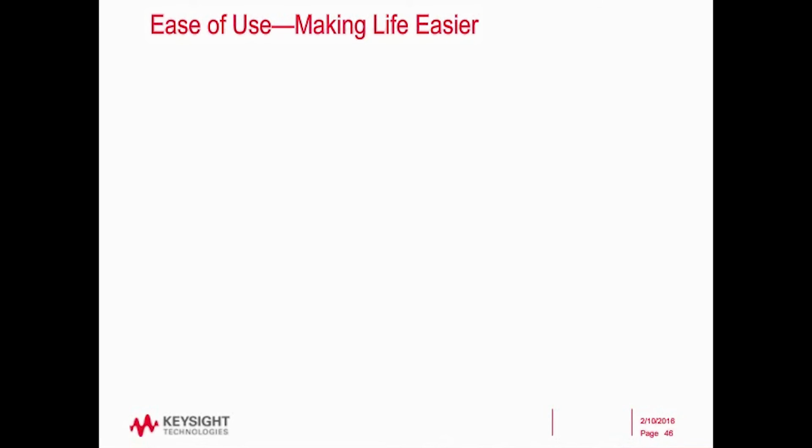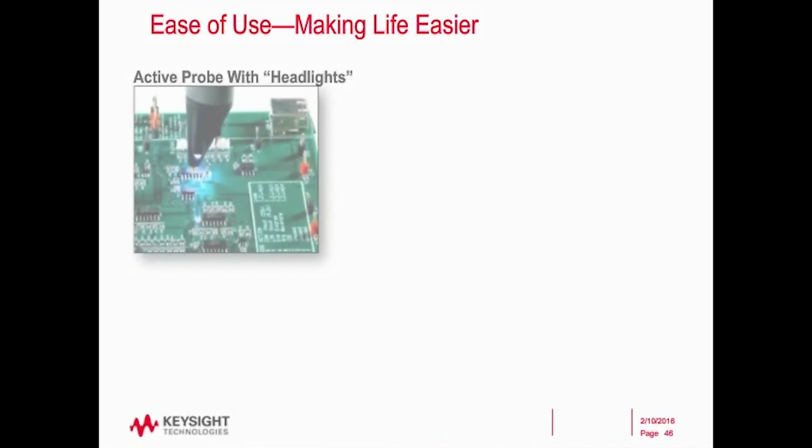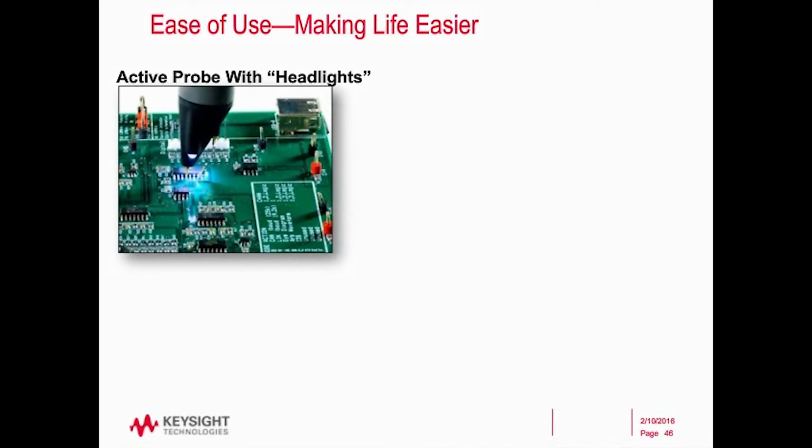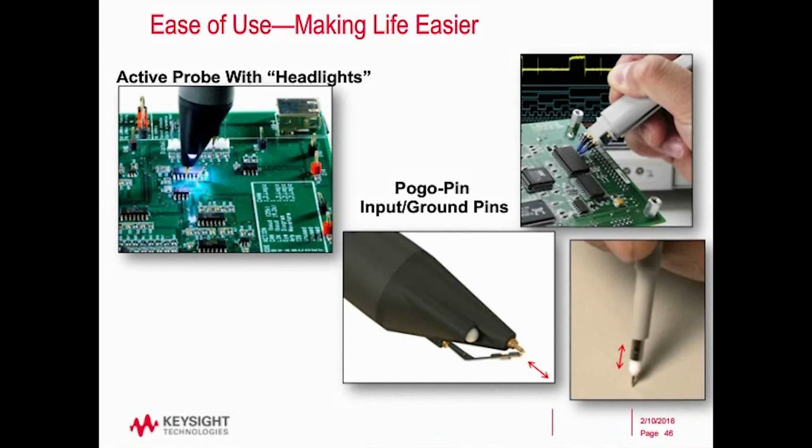Some other examples of things to make life easier. I appreciate this first one just because I've got a few more candles on my birthday cake, and that's the fact that a lot of our active probes these days come with headlights. I can turn it on and off. There's a little switch or button right there at the probe tip, and that allows me to illuminate the area that I'm probing and see it much better in these fine-pitch boards. The other thing is that most of our probes come with pogo pins on the inputs and the grounds. That gives you that independent suspension so that if your target is scooting around, or your hand's a little shaky, you don't lose contact. You end up with a reliable probing connection.